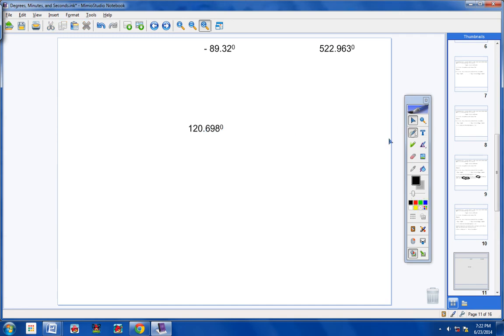Now, notice right off the bat, this should be so easy for you guys to see. I have the whole number 120. So go ahead and write 120 degrees. Now, next I have 0.698. Now I want to convert that over to minutes, because think about it, students. I don't have a complete degree. I have less than 1 degree. I have 0.698 of 1 degree. Now I'm going to explain later why I do this. For now, just take notes.